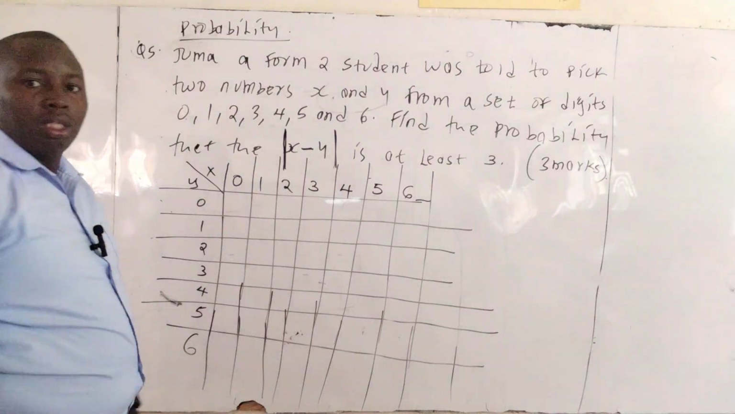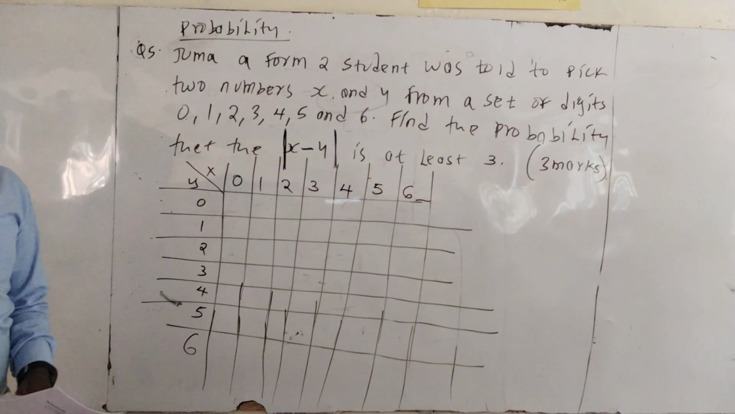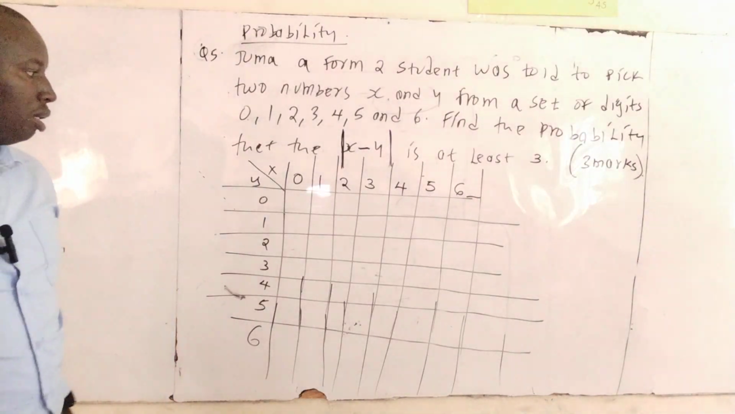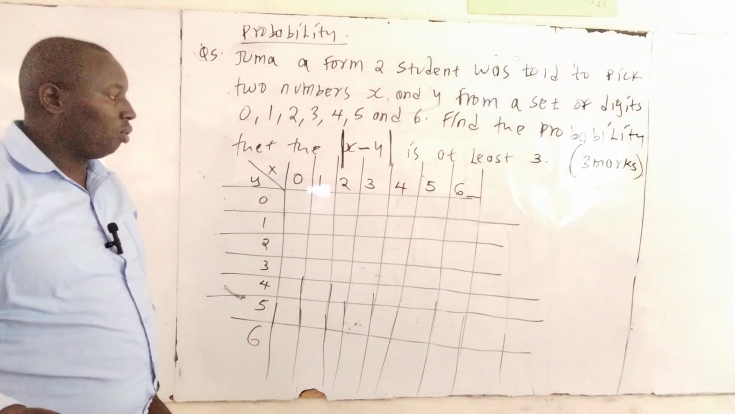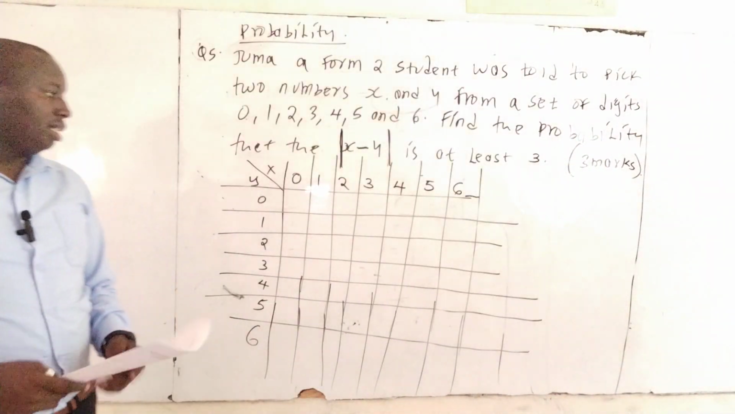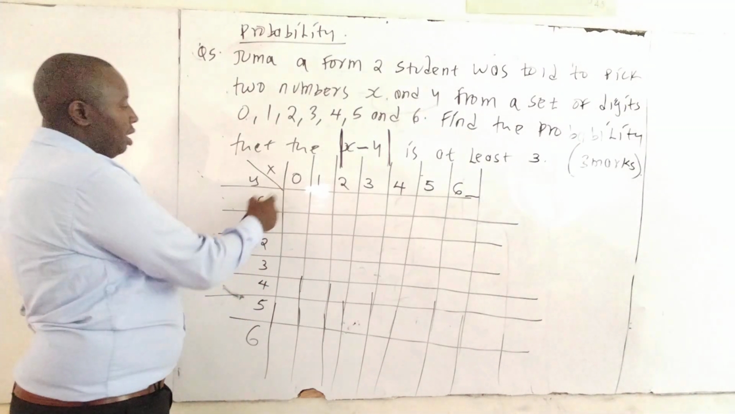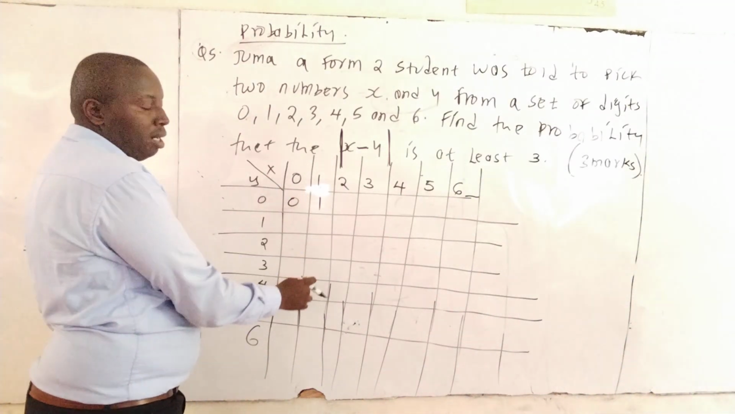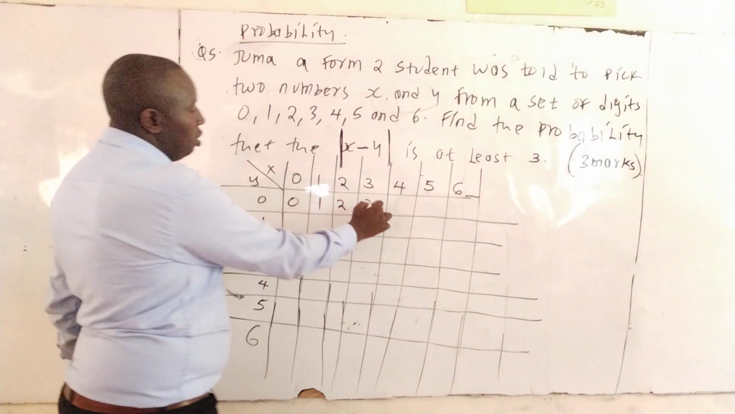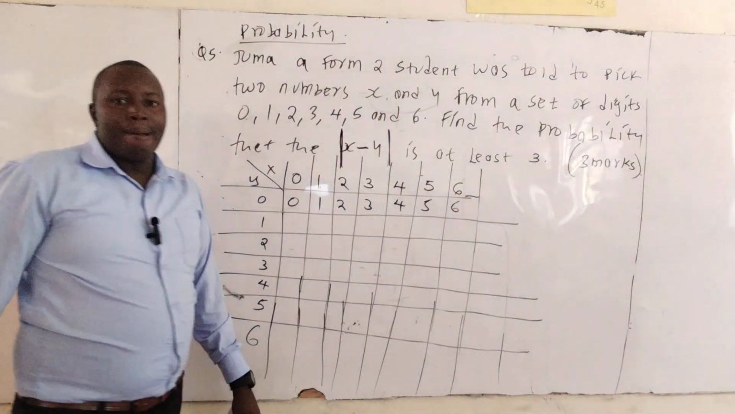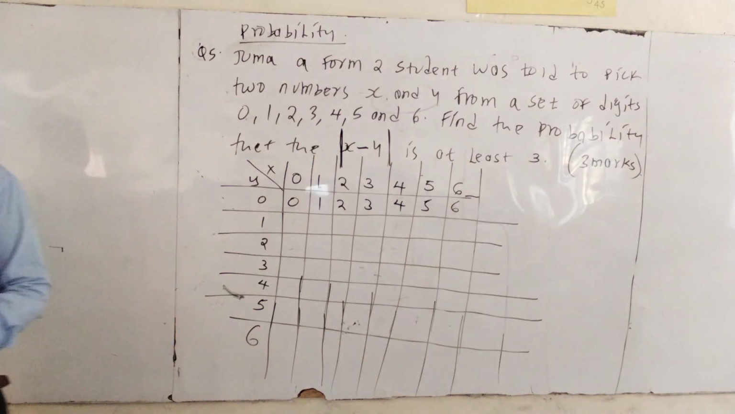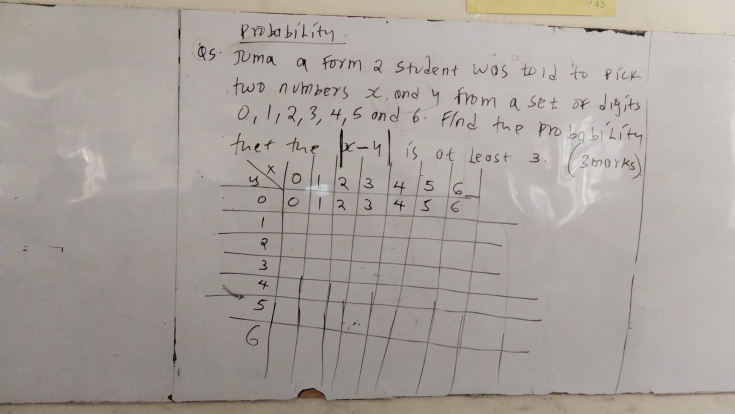So these are the numbers that you're supposed to get. From there, you are supposed to get the difference between the two numbers. The difference is 0 minus 0, that is 0. 1 minus 0, 1. 2 minus 0, 2, 3, 4, 5, and 6. Like that. So write that one. It should be like that.